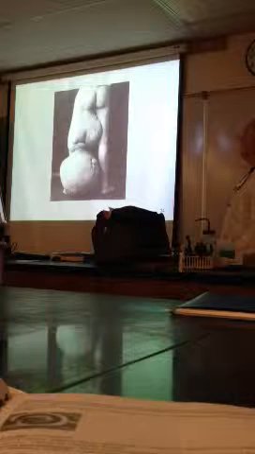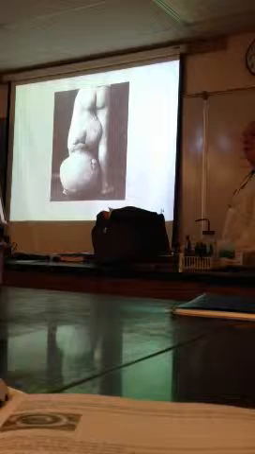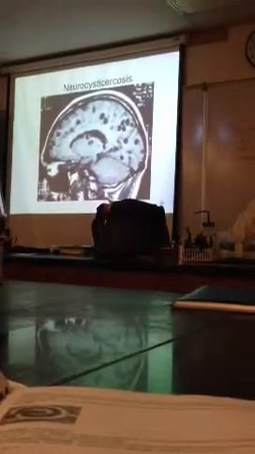Name a genus that causes this disease. Wuchereria. How would someone contract this? Mosquito. Yeah, that applies to mosquito. Oh, and what stage is the infected stage? That's a question that will come up on some of these. Microfilaria.